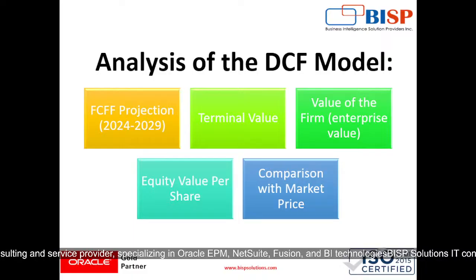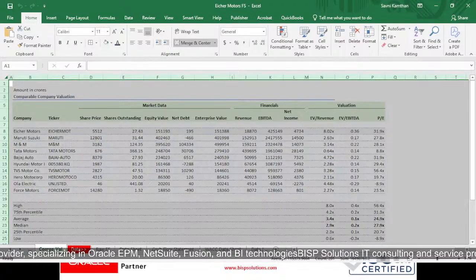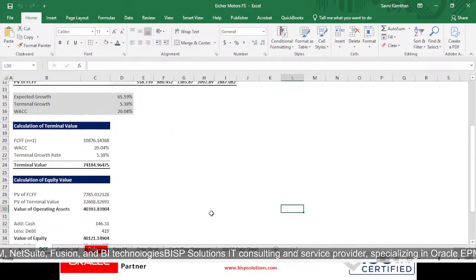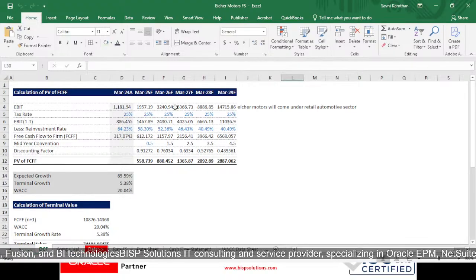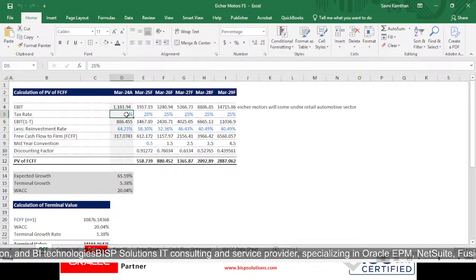So for analysis of the DCF model which we prepared in our previous session, this is what our DCF modeling consisted of. We made our model like this. In 2029, after subtracting 25%, which is the tax, and the reinvestment rate, which is used to expand the business, we get our free cash flows to firm, which is FCFF, right?